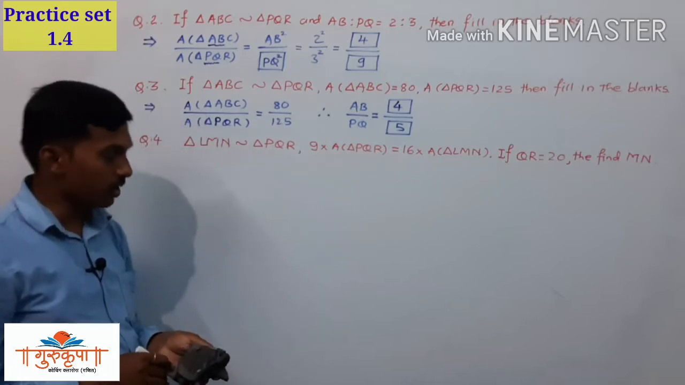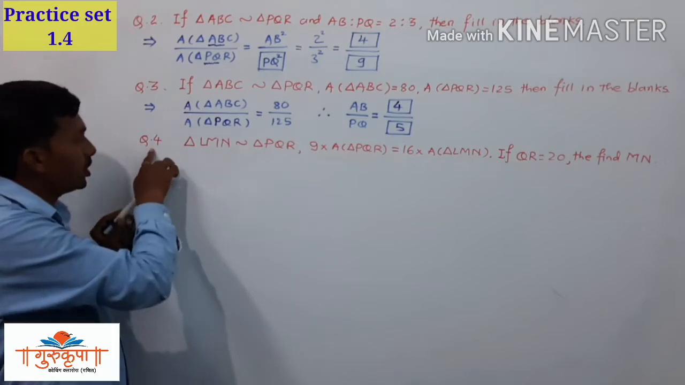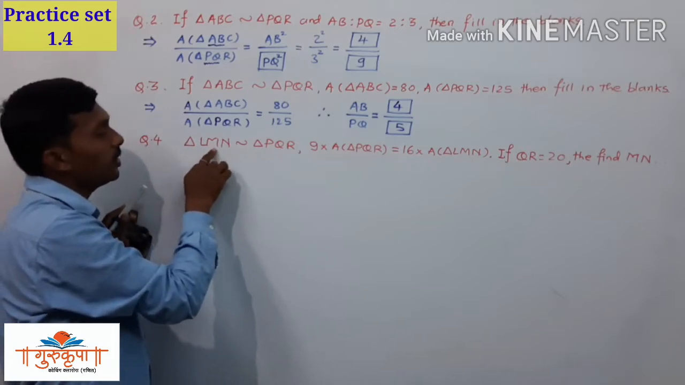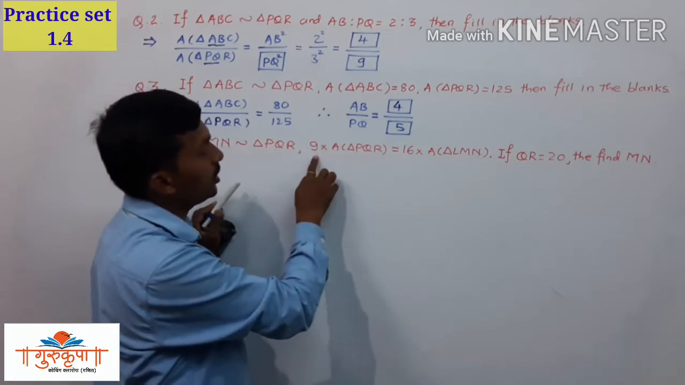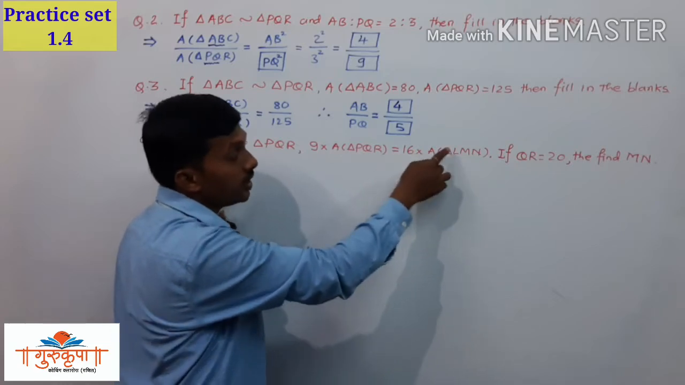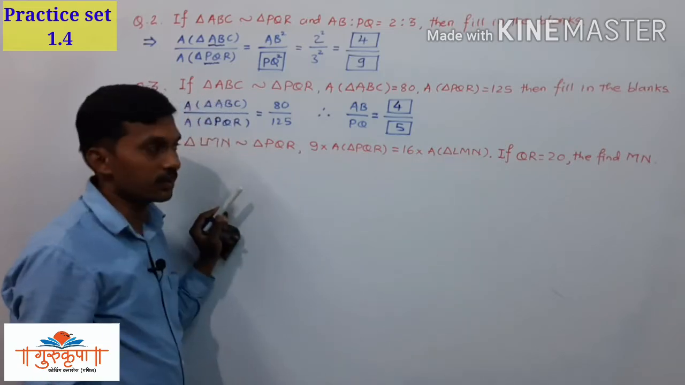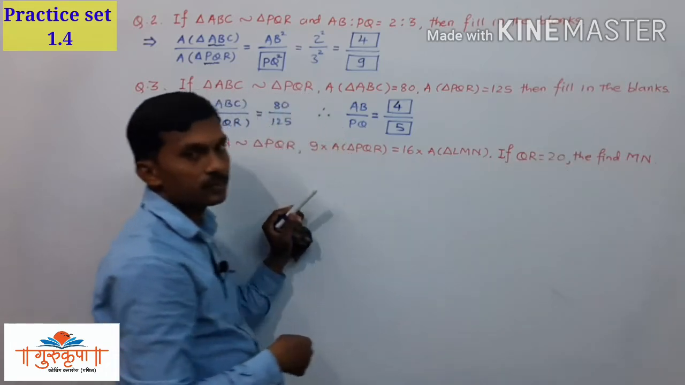Now we have question number 4. Example number 4. The question is: triangle LMN is similar to triangle PQR, that is given information. It is also given that 9 times the area of triangle PQR is equal to 16 times the area of triangle LMN. If QR is equal to 20, then find MN.